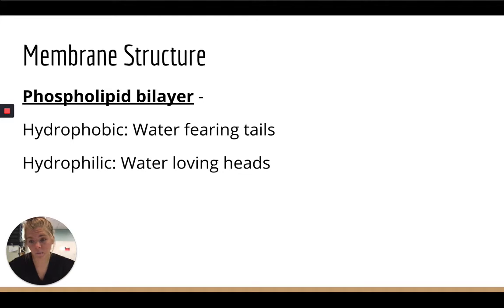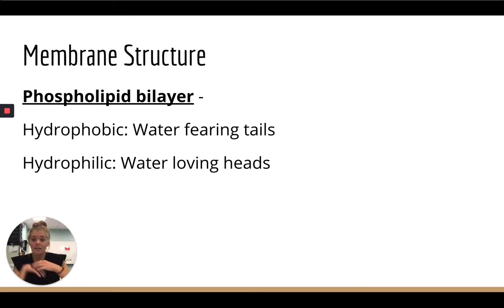Hydrophobic, if you break that word down, the prefix hydro means water, and the word phobic means hating or fearing. So if you have arachnophobia, you're afraid of spiders. Hydrophobia means you are afraid of water. The tails that are in the middle of this phospholipid bilayer are hydrophobic. They don't want water anywhere near them. They do their best to stay away from water.